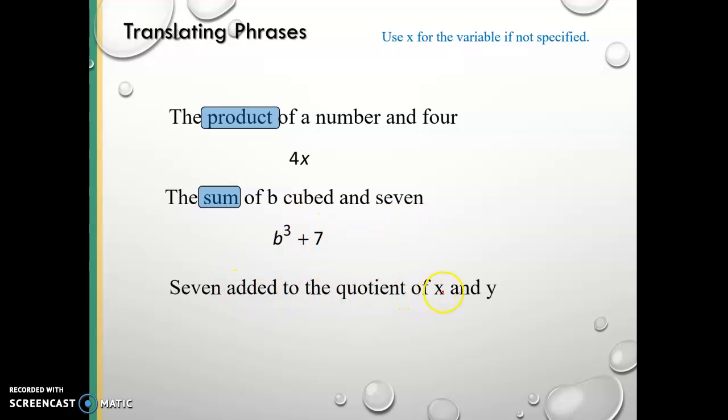7 added to the quotient of x and y. Added to quotient. So you get the quotient first of x and y. So x over y plus 7. x over y plus 7. So 7 plus x over y, or x over y plus 7.